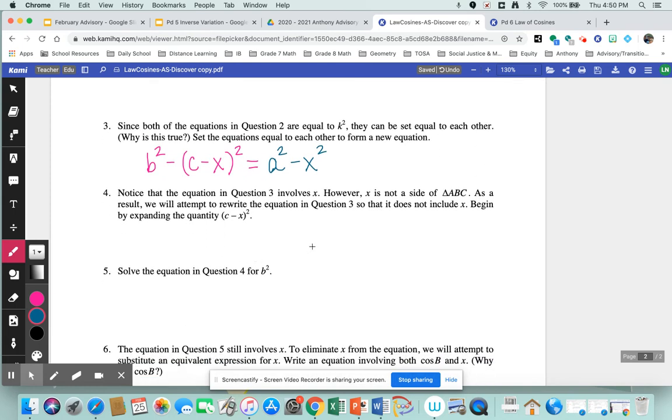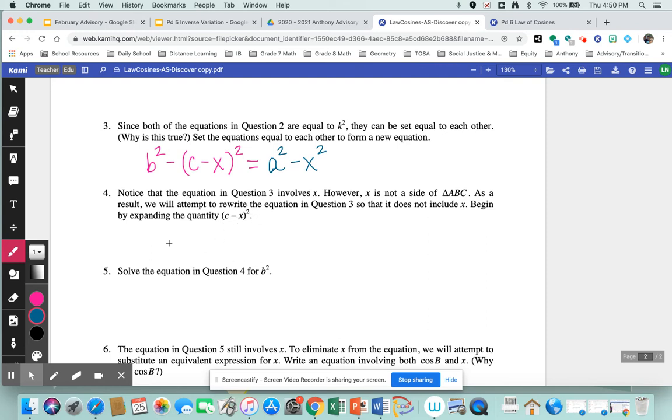Step 4 says notice that the equation in question 3 involves x. However, x is nowhere on that triangle. So as a result, we need to attempt to rewrite the equation in question 3 so it does not include x. So to start this, we're going to start by expanding c minus x squared.